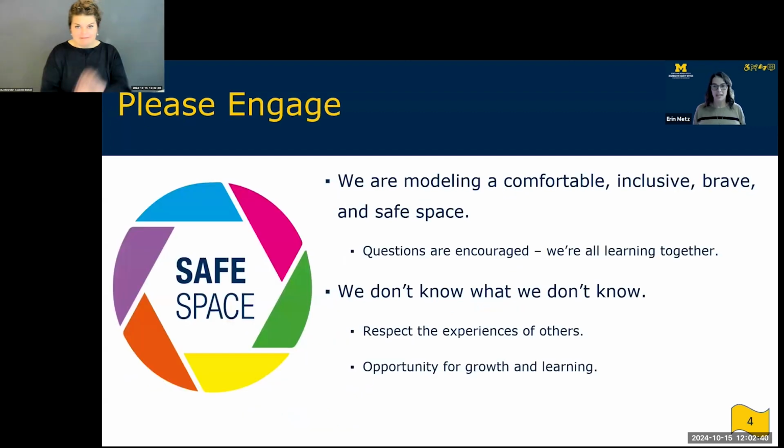We do hope that you'll engage with us while we're modeling a comfortable, inclusive, brave, and safe space where questions are encouraged. We realize we're all learning together, and we may not know what we don't know, but we are going to respect the experiences of others and consider this an opportunity for growth and for learning.